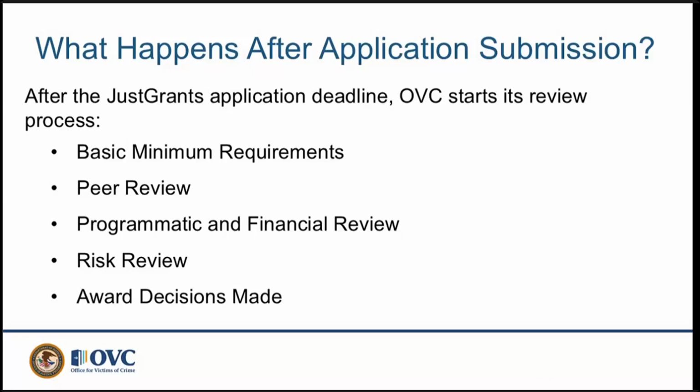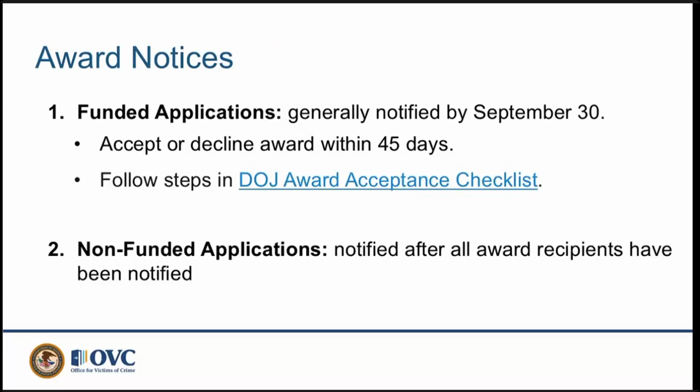Applicants are often eager to learn how their application is progressing through the review process. Unfortunately, DOJ staff, including user support and the OJP Response Center, cannot share any information with you until final awards have been made public. Funding decisions are usually announced before the end of OJP's fiscal year, which is September 30th.